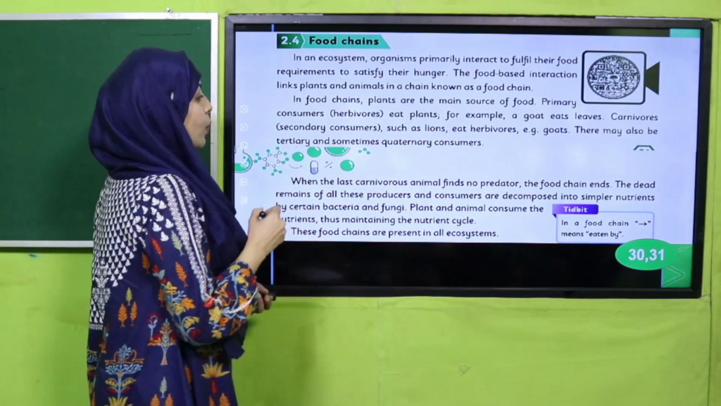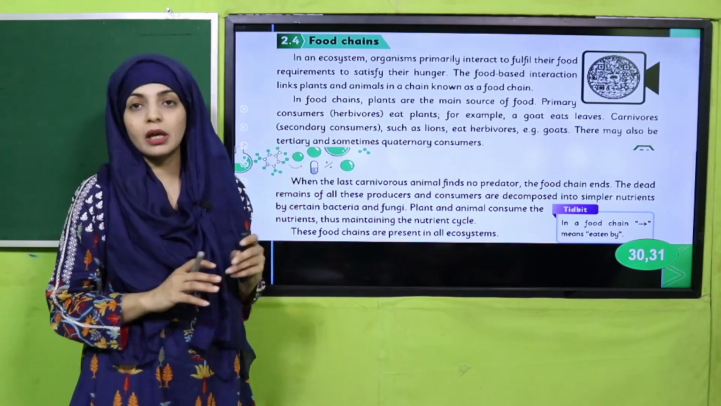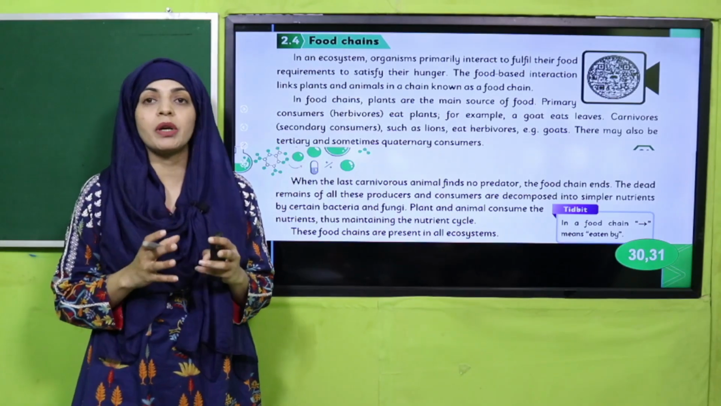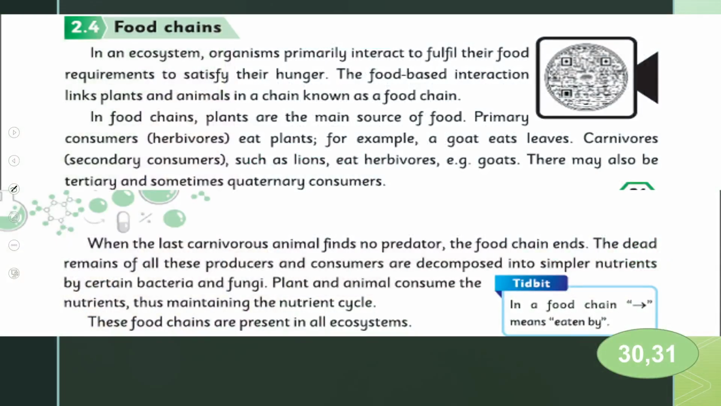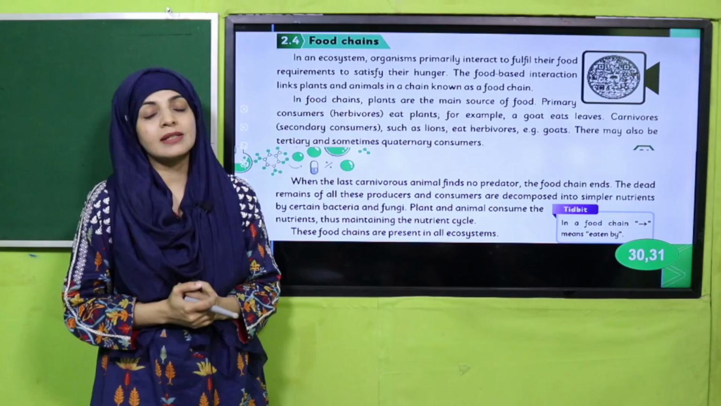So my dear students, quickly open page number 30 and 31 पे जो है आपका food chain का topic जो है given है. Quickly open in your Science 4 books. I hope all of you have opened the books. Now let's start the reading.